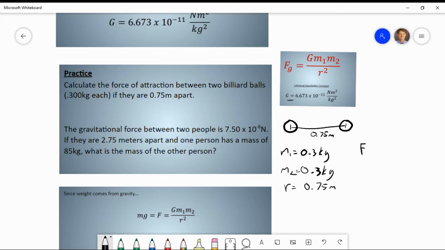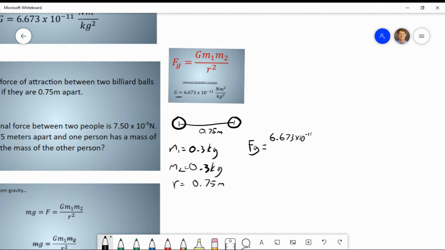Force due to gravity equals all this, right? So I'm not going to redraw that equation. I'm just going to plug things in. Big G is 6.673 times 10 to the negative 11 newton meters squared divided by kilograms squared.